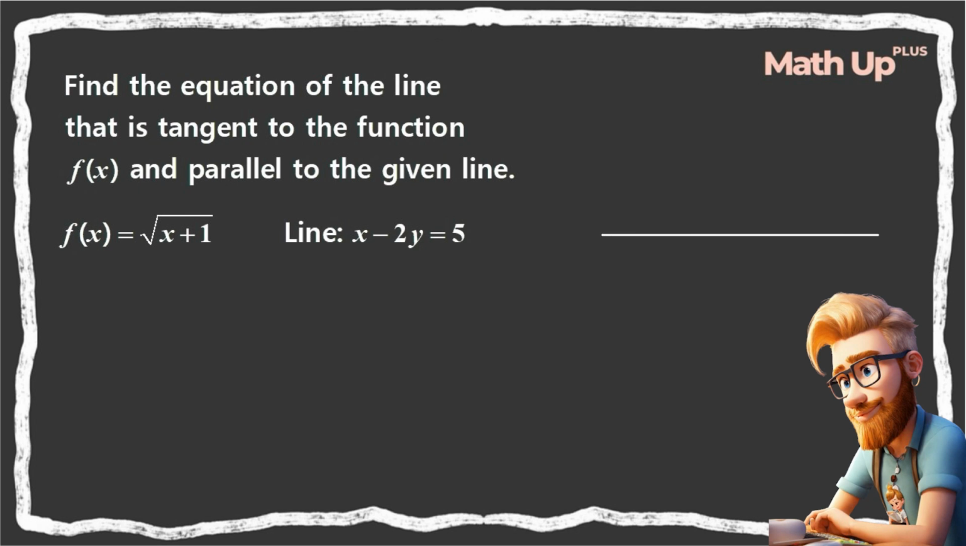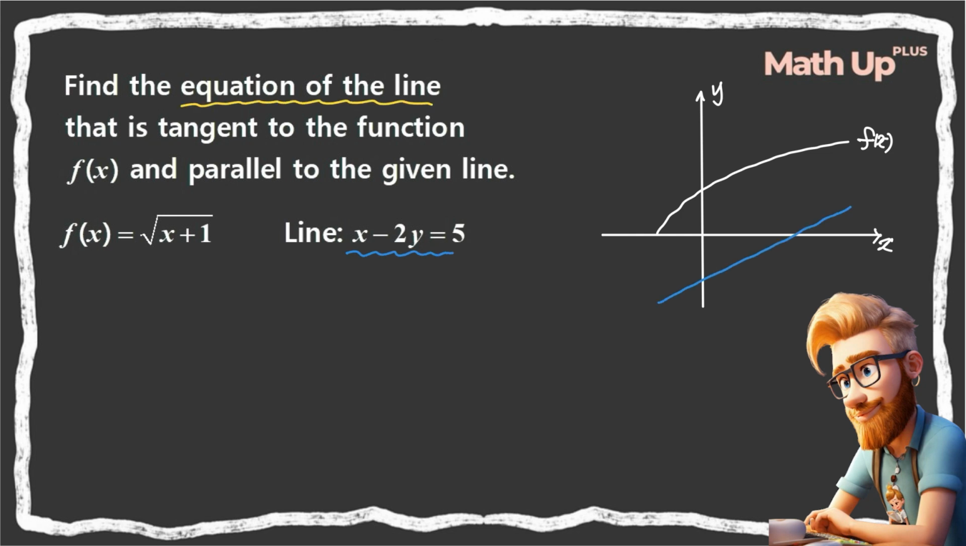Let's say we have the xy plane here, x axis here, y axis here, and we have f of x. I'm just going to draw roughly. That's f of x and the line right here. The question is to find the equation of the line that is tangent to the function f and parallel to this line. If we look at our graph, our tangent line will be somewhere here, right?